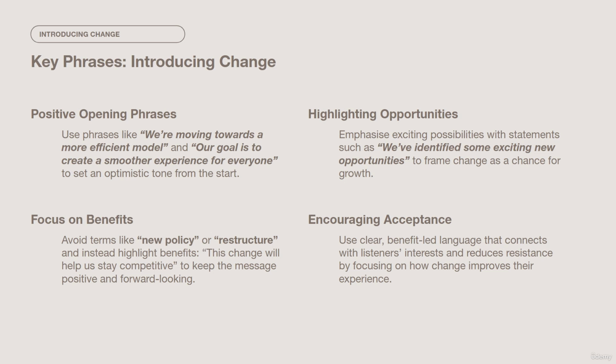Some useful phrases that we can use to build our communication around. We can use phrases like, we're moving towards a more efficient model, as opposed to we're trying to cut costs. Our goal is to create a smoother experience for everyone, as opposed to we've had a lot of complaints about the user interface, right? So we're always emphasizing and thinking about what can we do better, and perhaps not the reason that it's necessary to do it better.